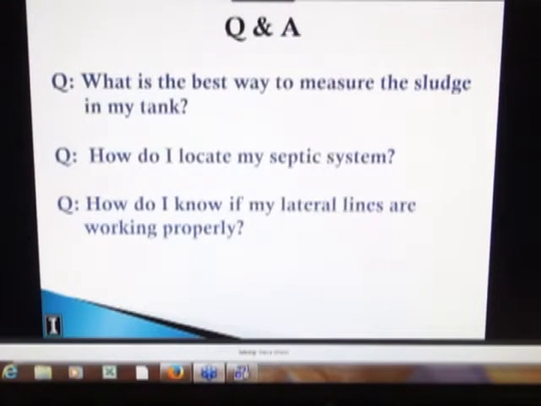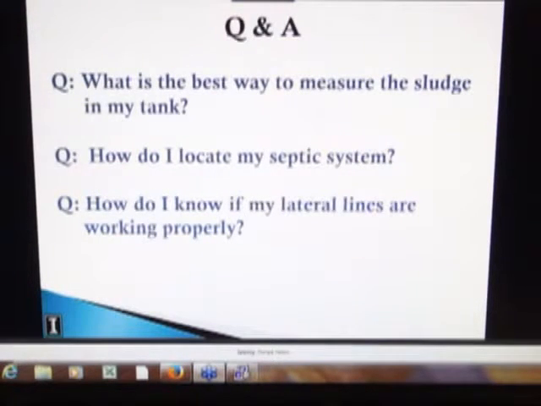So we've got a number of questions here where I didn't list an answer. They've come in the last day or two, and that's why Ron's here. And so we're just going to go through these one by one. There's a lot of good practical information here that you'll learn from going through these. I think there's about 20 questions that we put in here. And so the first one is, what's the best way to measure the sludge in my tank?